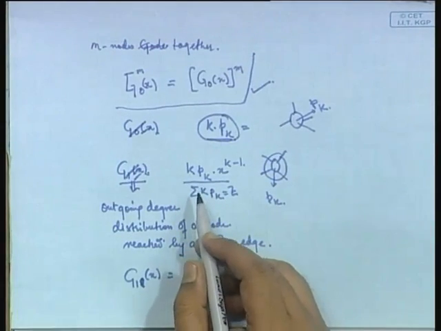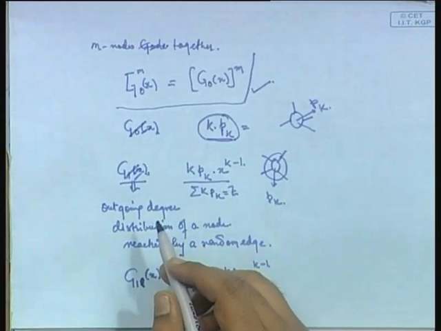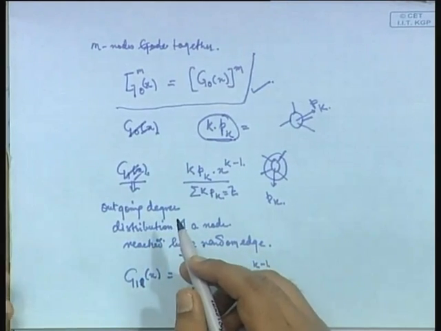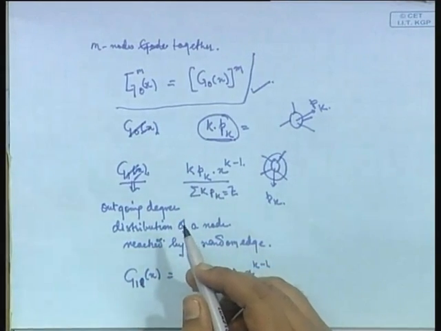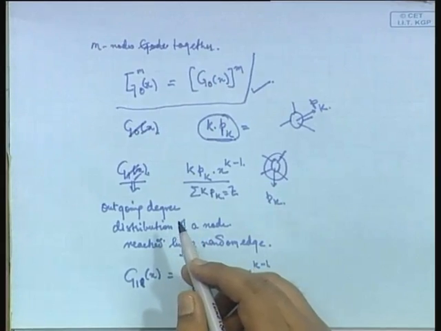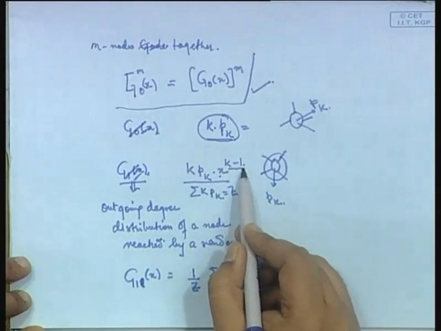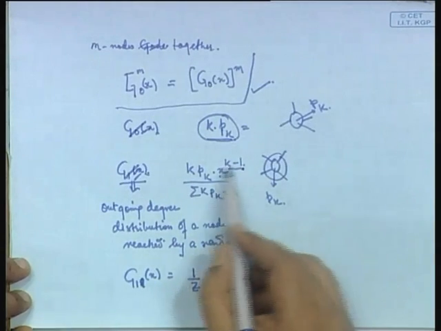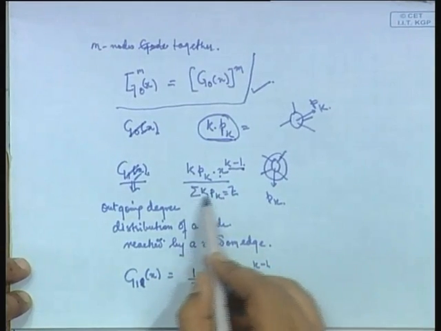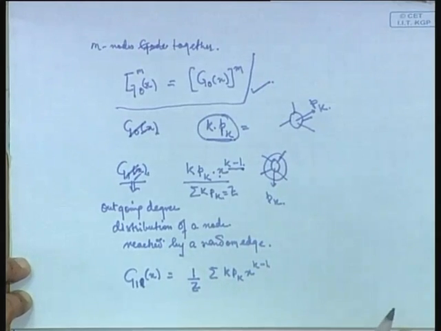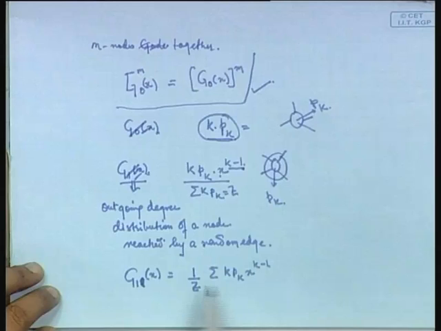So, then I want the outgoing degree distribution, not the degree distribution. Outgoing degree distribution means I have already reached the node by picking one edge, so I have to subtract that. That is why the power becomes k minus 1, and suitably I have to normalize. So, summation of kpk is equal to z. Okay. So, then it becomes 1.